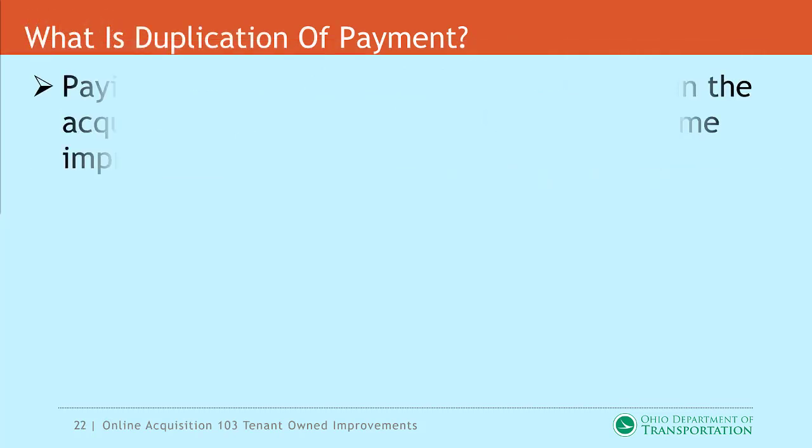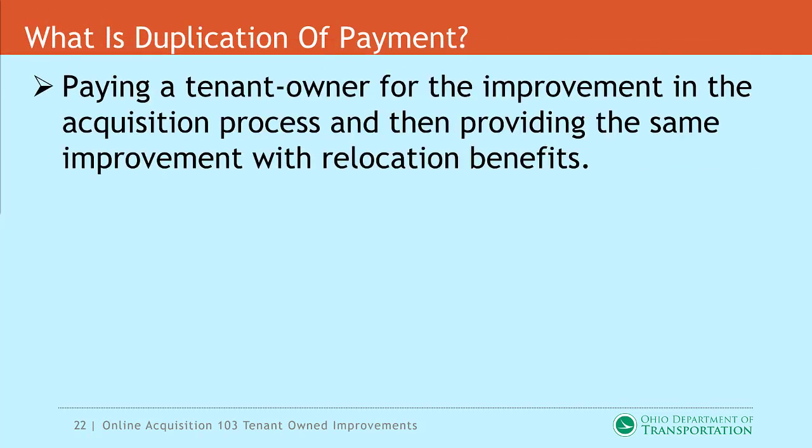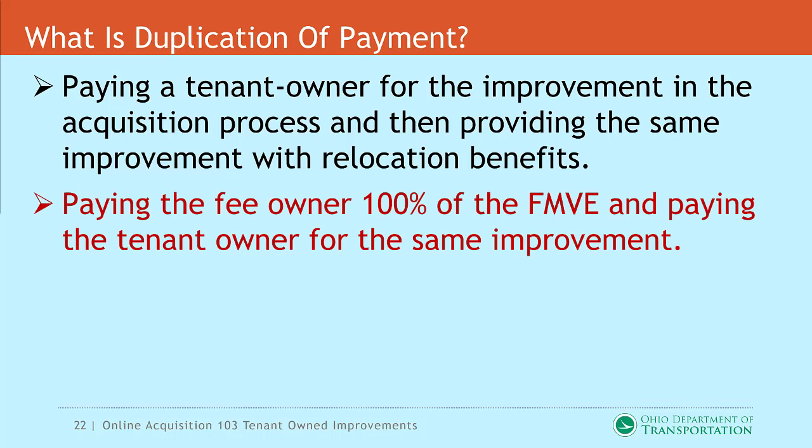What is a duplication of payment? Well, we have a couple of examples. We have payment to a tenant owner for an improvement in the acquisition process and then providing the same improvement with relocation benefits. Or paying the fee owner 100% of the FMVE and paying the tenant for the improvement.